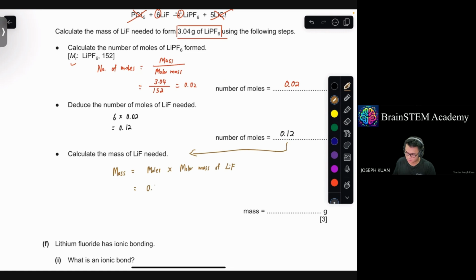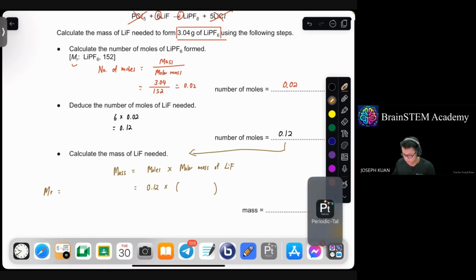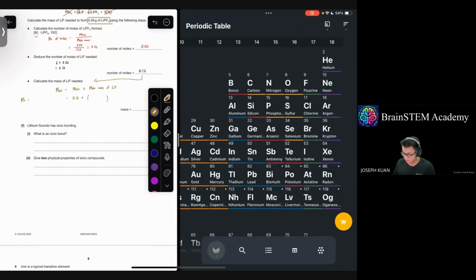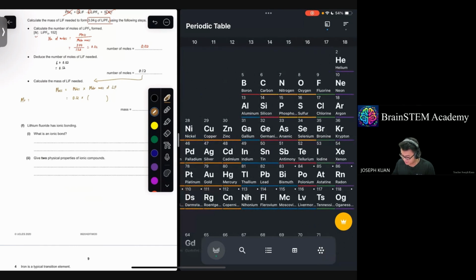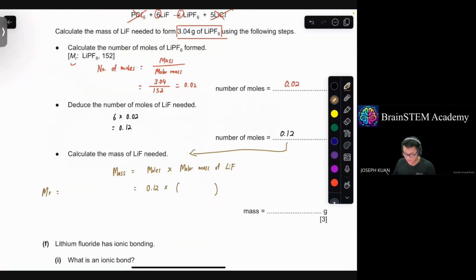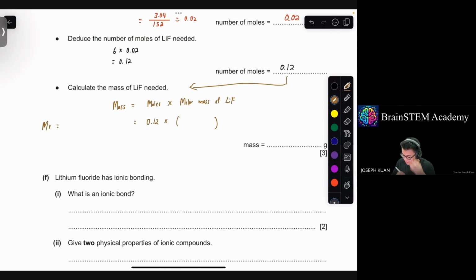So it will be 0.12 multiplied by the molar mass of LiF, which is actually not given. So you need to find it out by using the periodic table. Lithium has a mass of 7, and then fluorine actually has a mass of, if I'm not mistaken, 19. It turns out that my periodic table doesn't have the mass number. Give me 10 seconds to find the periodic table on the net.